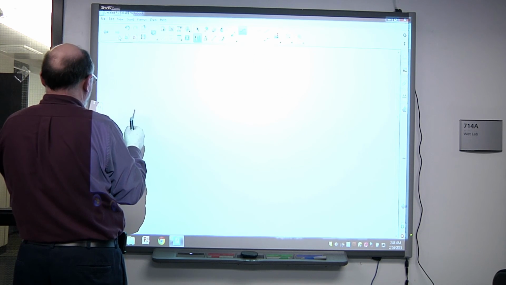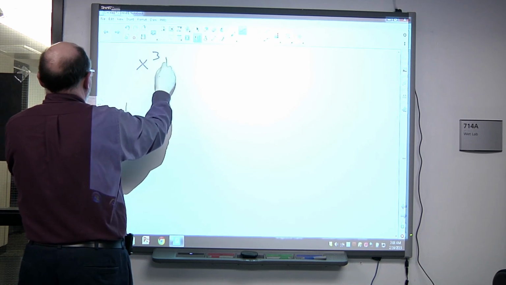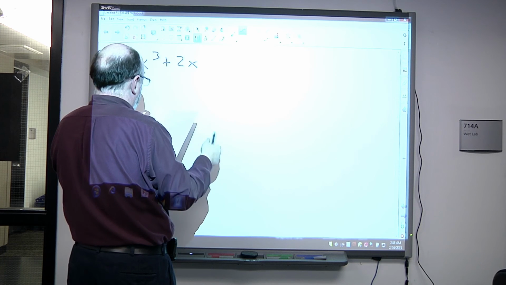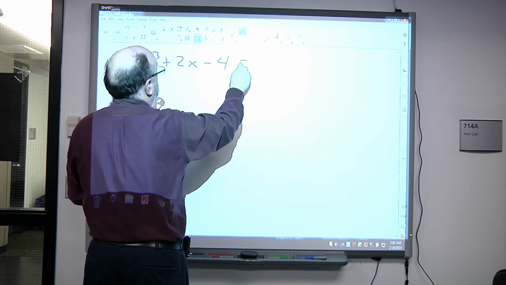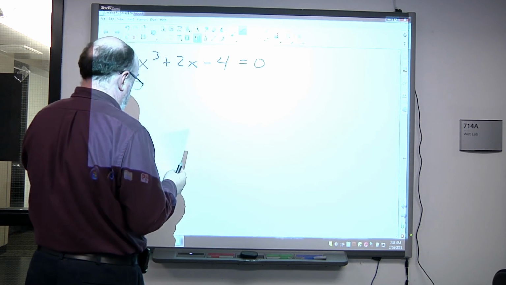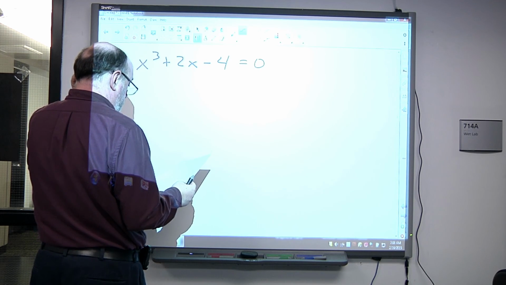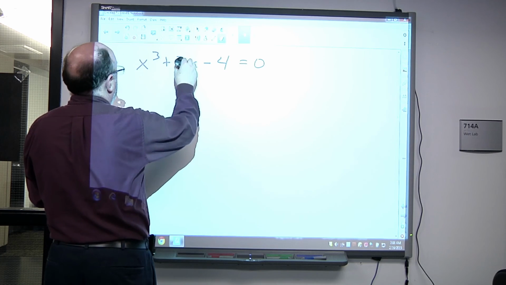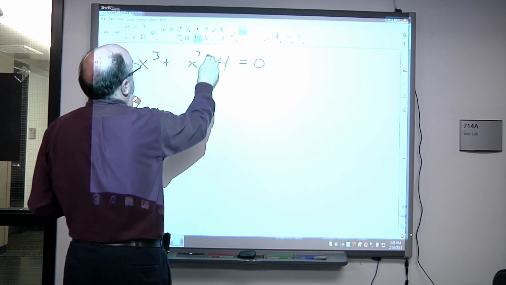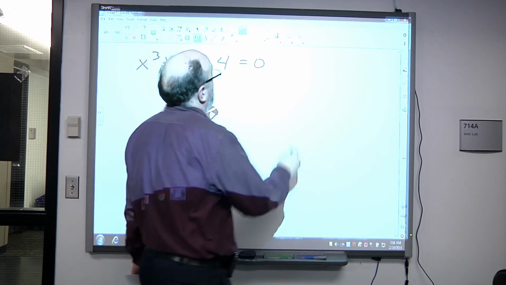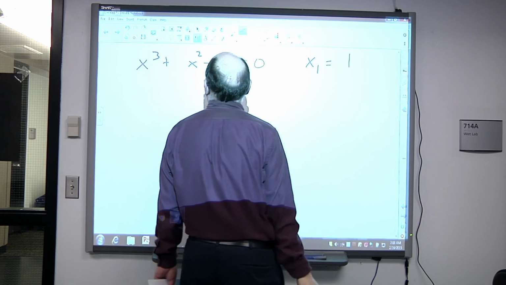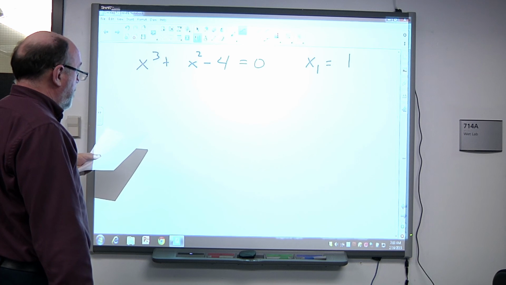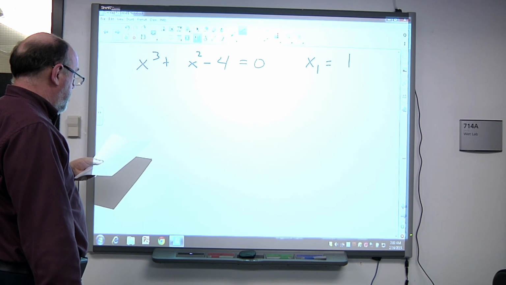So for example, we have x cubed plus 2x minus 4 equals 0. And let's see, all right. Should be x cubed minus, sorry, this should be x squared. Okay. x squared minus 4 equals 0. Okay. And the first guess, as they say, is that the number here is going to be 1. Okay. So we have that in terms of this one.